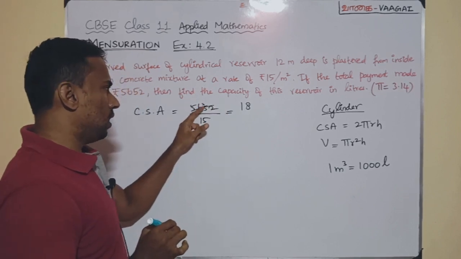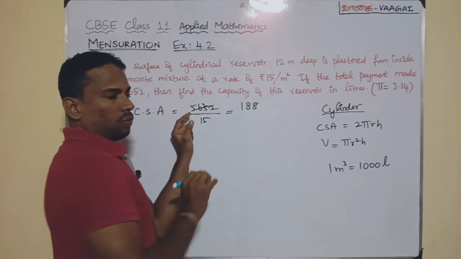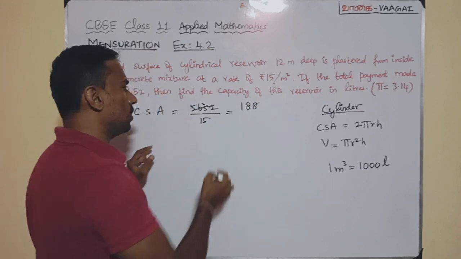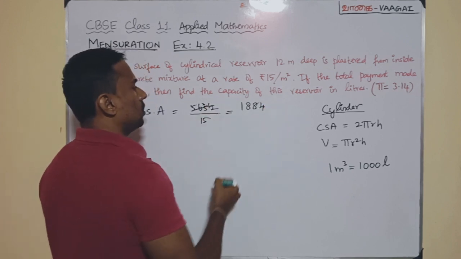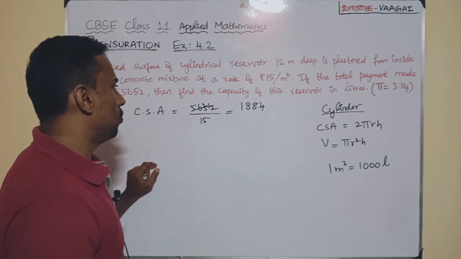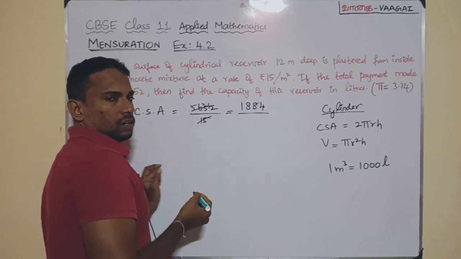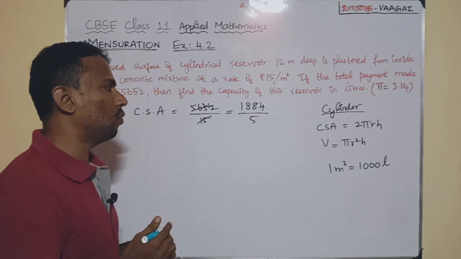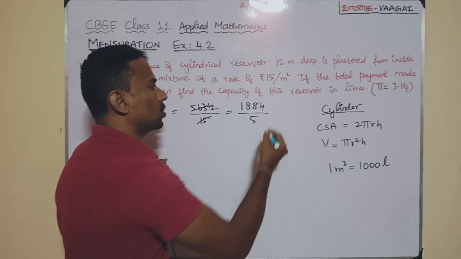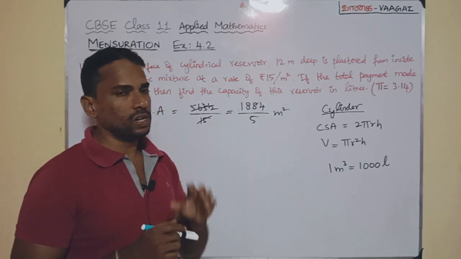Once again, I can have 25. 3 8s are 24, and the balance will be 1. And 3 4s are 12. Exactly. Now if I cut the denominator with 3 tables, I will get 5 here. So it is 1884 divided by 5 meter square. This is going to be the curved surface area of our cylinder.